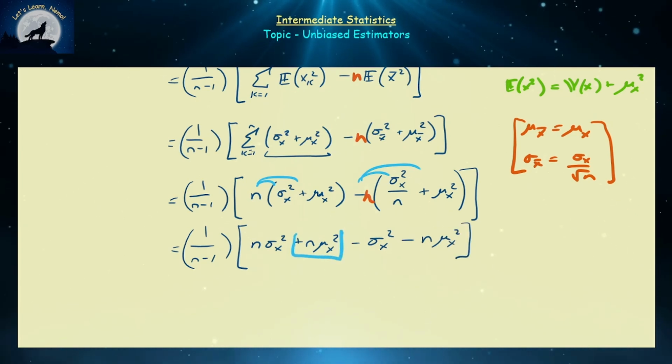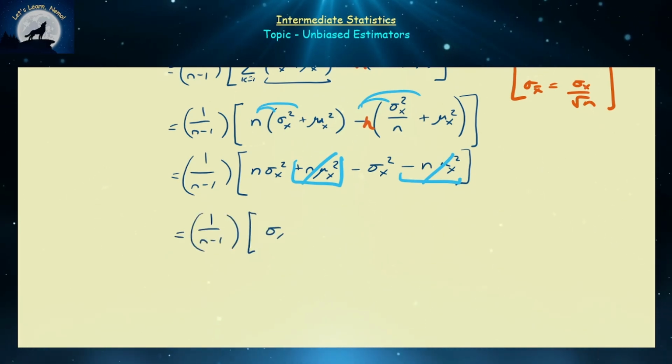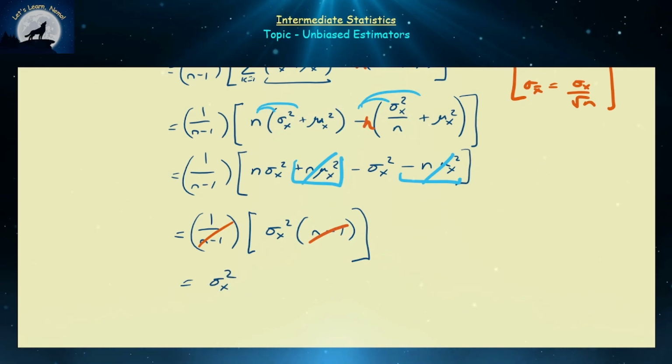N mu x squared minus n mu x squared will cancel, and then we're left with two scalar multiples of sigma x squared. So 1 over n minus 1 times, if I factor sigma x squared out, we're going to have n minus 1. And look at that, the n minus 1s will cancel, just leaving us with sigma x squared.